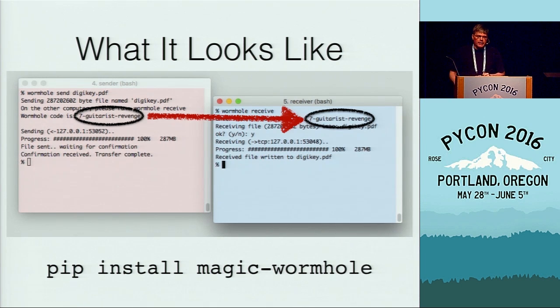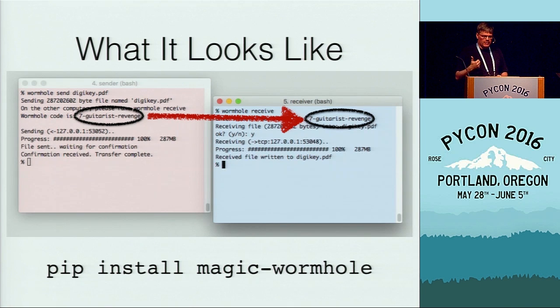So the wormhole code is kind of the key to this. It's a string that goes from the sending computer up to the sending human. The sending human reads that off the screen. The sending human transcribes that over to the receiving human via some channel. They could speak it, they can IM it, they can send it by email, whatever. And then the receiving human types that into the computer. So this is, at its heart, a way of getting two computers to meet each other via these two humans that have already met each other.